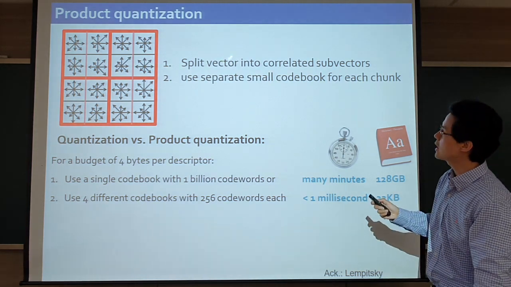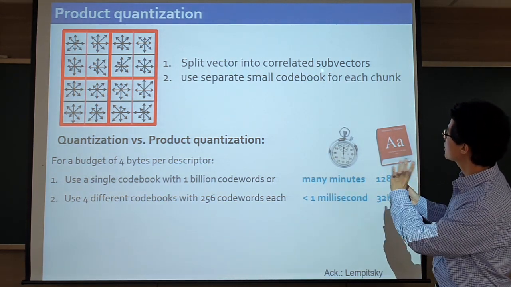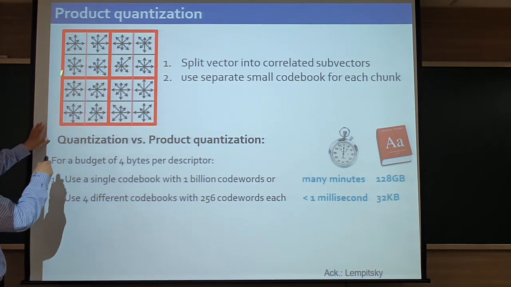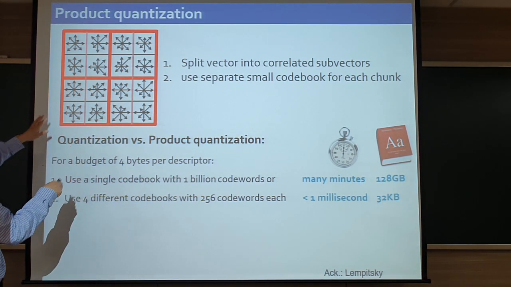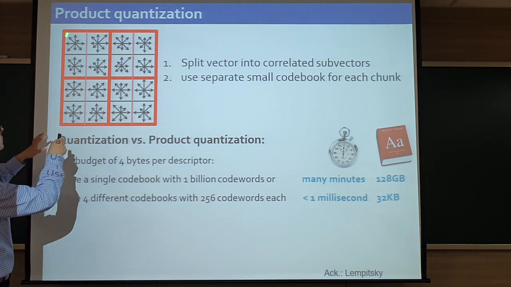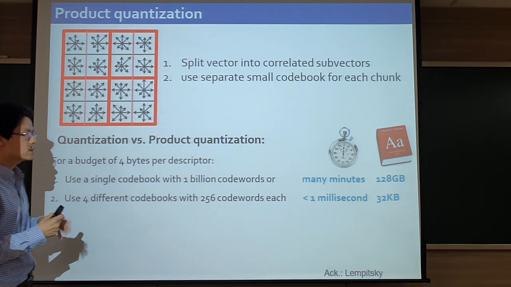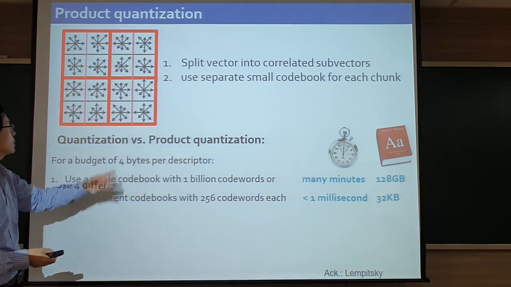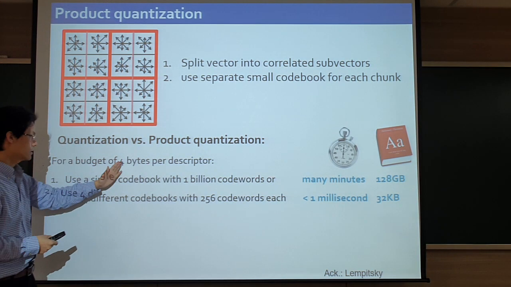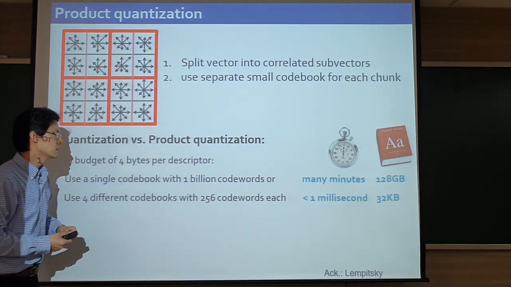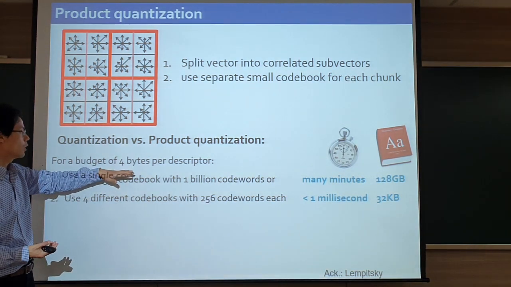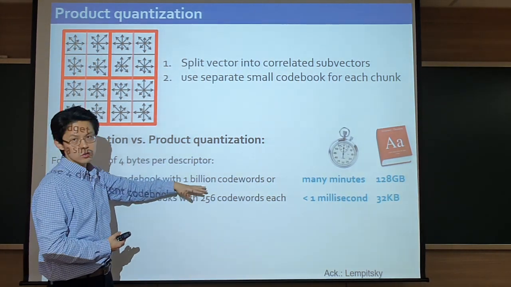Again, product quantization splits this high dimensional vector into subspaces. Suppose you have this kind of feature, then you subdivide it into, say, 4 chunks, and you build a separate codebook for each chunk. In other words, you build the codebook along this space, also this space, and so on. That's the main idea. What's the benefit product quantization gives over simple quantization such as K-means clustering? Suppose you can spend 4 bytes for each descriptor. Then with a single codebook, out of 4 bytes we can build a codebook of 1 billion entries, which is a lot, right?